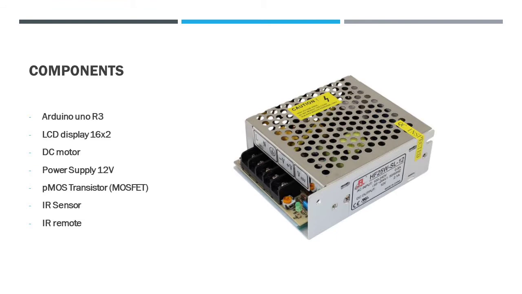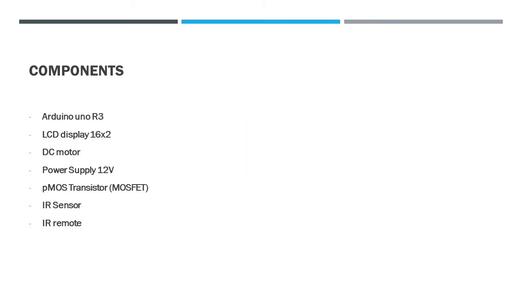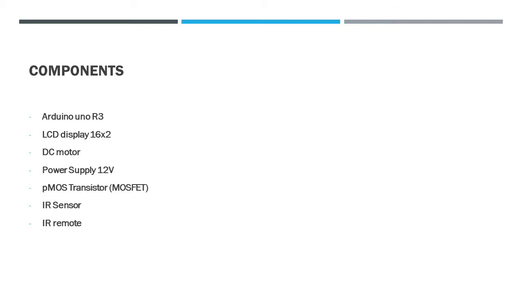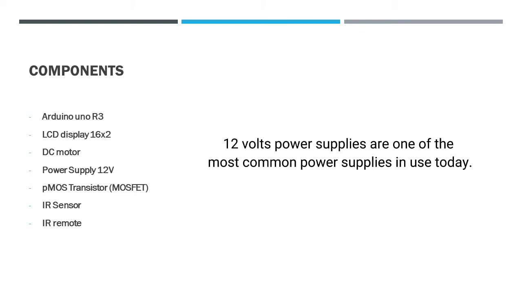12 volts power supply. A power supply is an electrical device that supplies electric power to an electrical load. The main purpose of a power supply is to convert electric current from a source to the correct voltage, current, and frequency to power the load. 12 volts power supplies are one of the most common power supplies in use today.